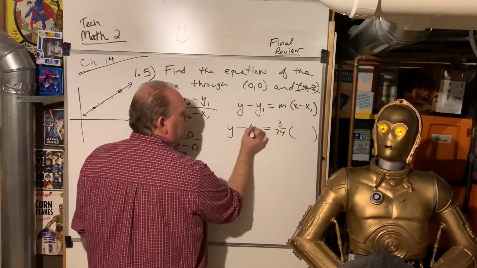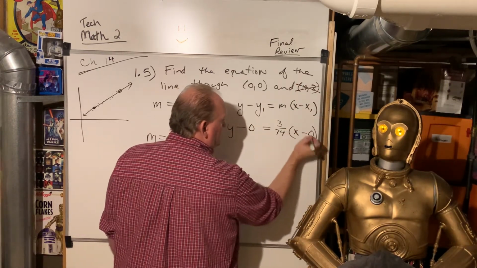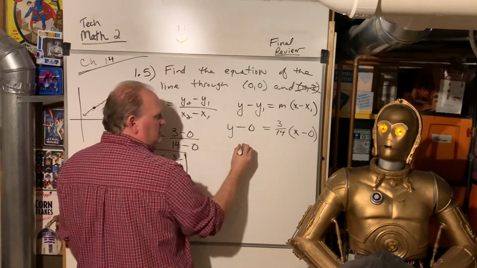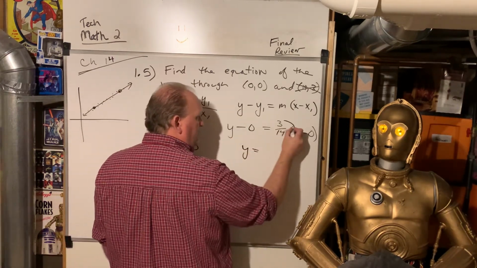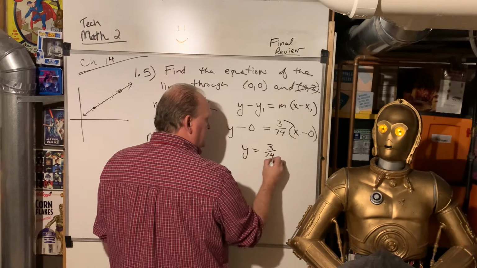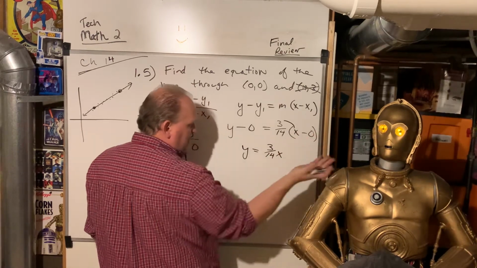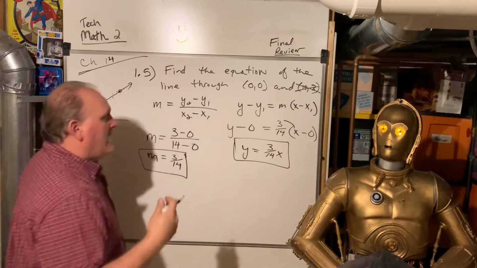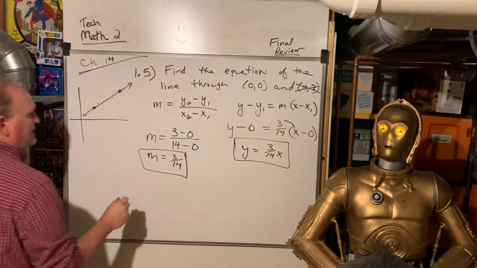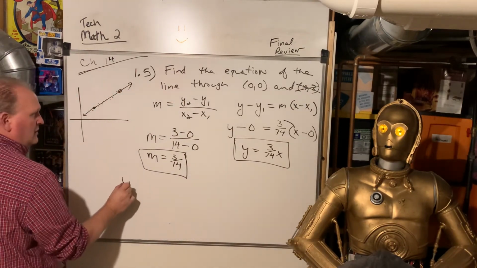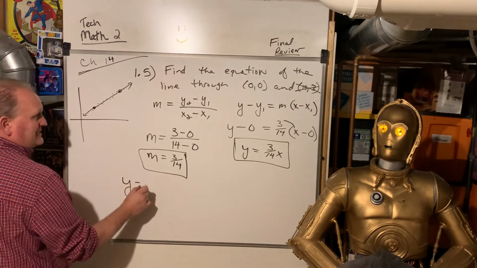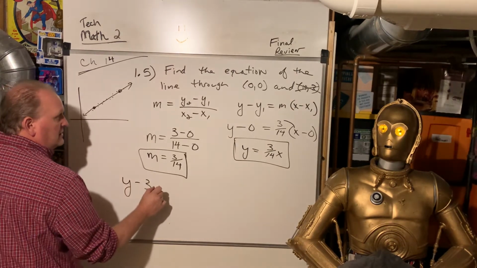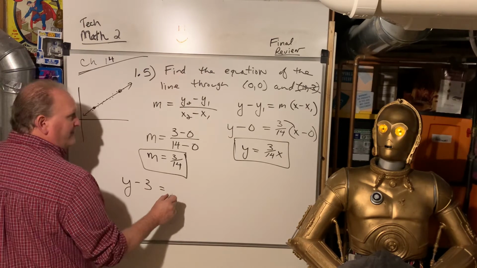So y minus 0 and x minus 0. Well, y minus 0 is just y. And then 3/14 times x minus 0 is just 3/14 x. And we're done. That's the equation of our line. Now, let's say, oh, Mr. Pledge, I didn't do it that way. I chucked away the 0, 0. No worries. You'll still get the same answer. You'll just now have work to do.